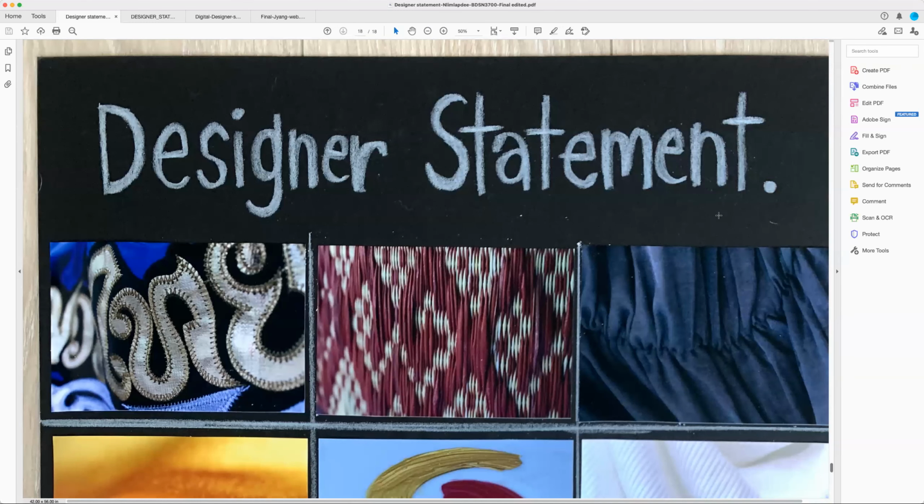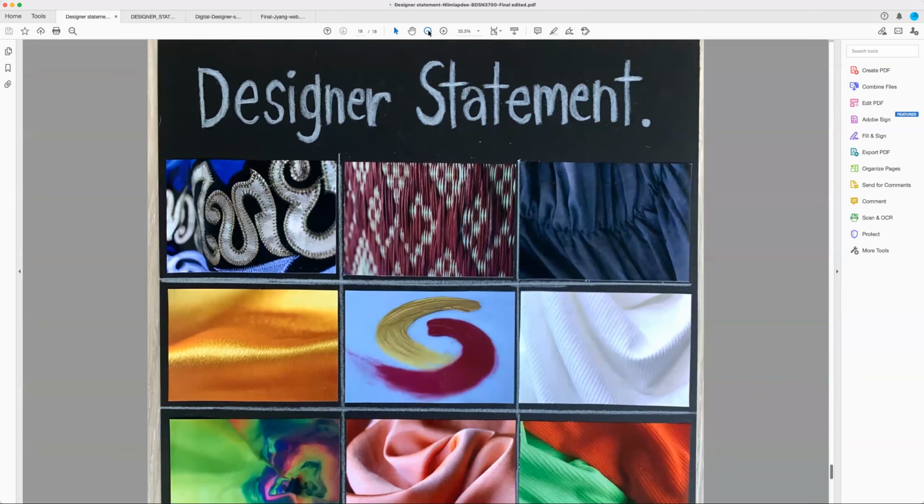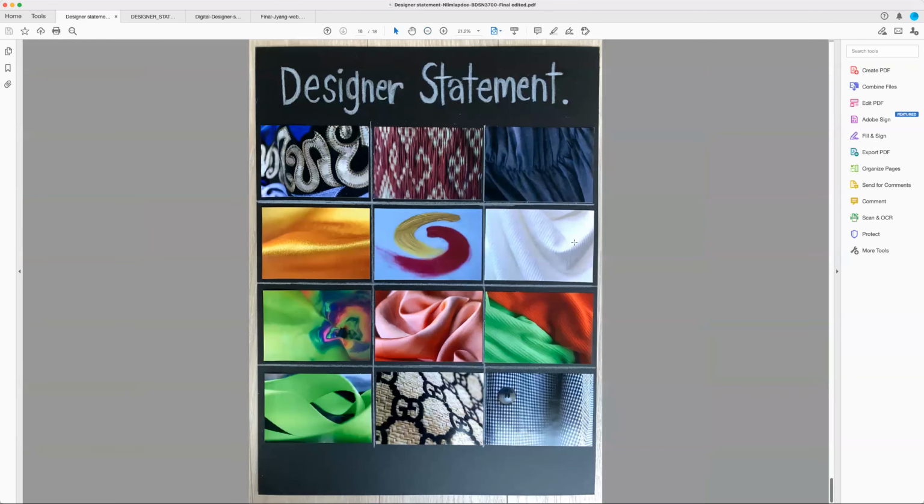Okay, and then I wanted to show you the printed piece. So this is also something that you guys will be doing. You will be printing and mounting your photos. So everybody take a look at this. You'll be printing and mounting your photos.